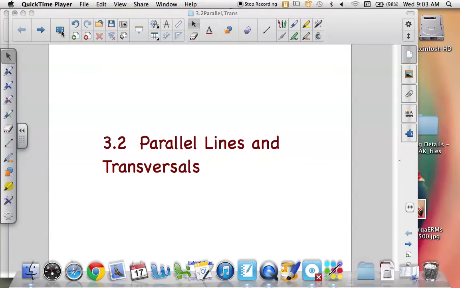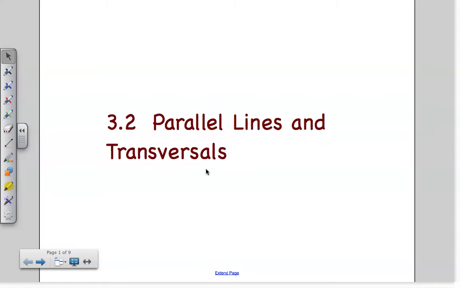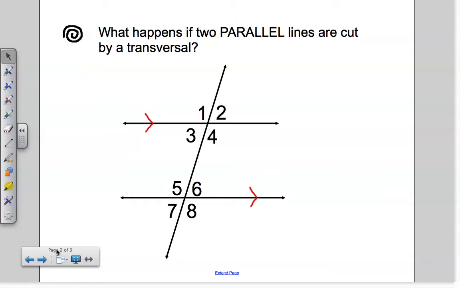In section 3.2, we're looking at what happens when parallel lines are hit by a transversal. We looked at special angle pairs yesterday off of a transversal. We looked at corresponding angles, alternate interior angles, alternate exterior, and consecutive interior angles. But today, little discovery here, what happens if two parallel lines are cut by a transversal?